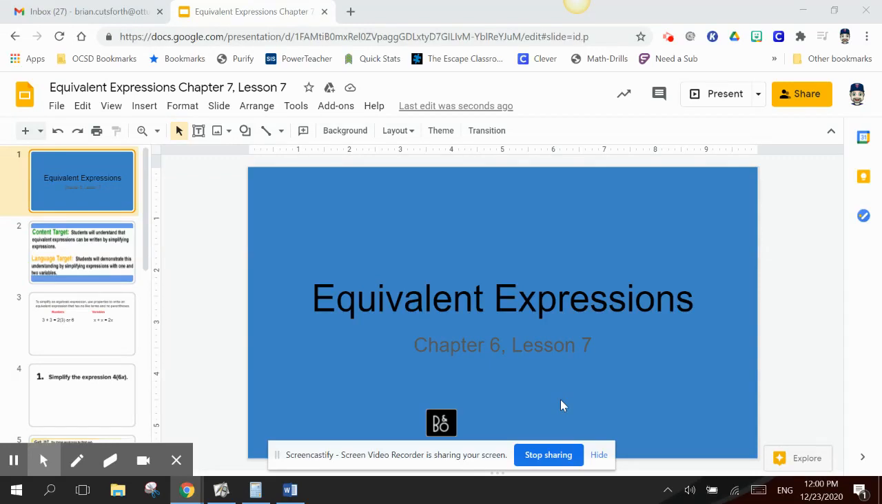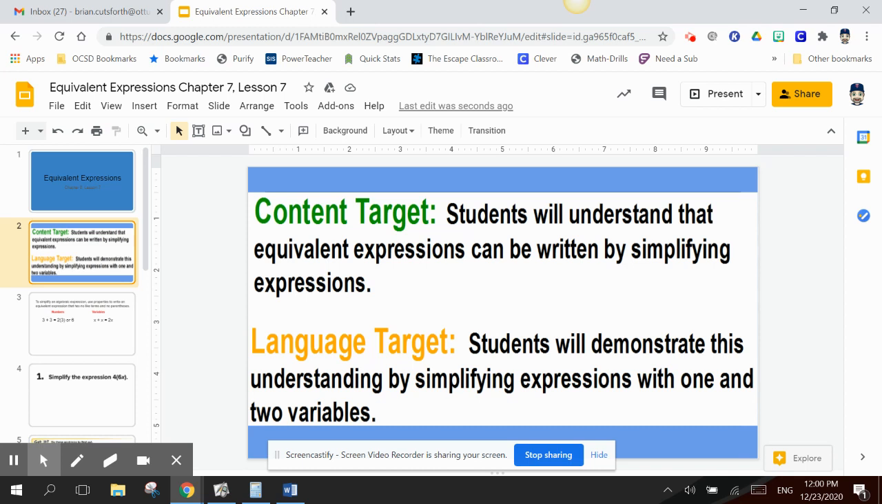Chapter 2, Lesson 7, Equivalent Expressions. Our content target today is students will understand that equivalent expressions can be written by simplifying expressions. Our language target: students will demonstrate this understanding by simplifying expressions with one or two variables.